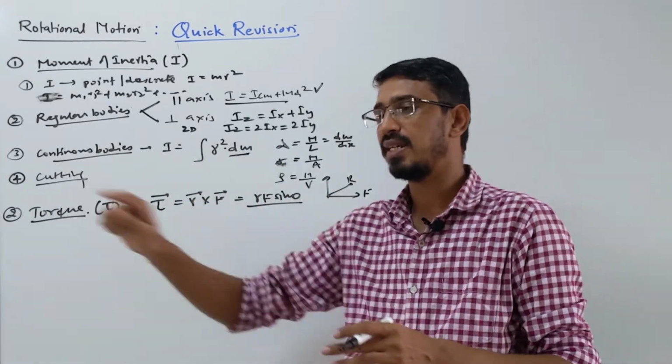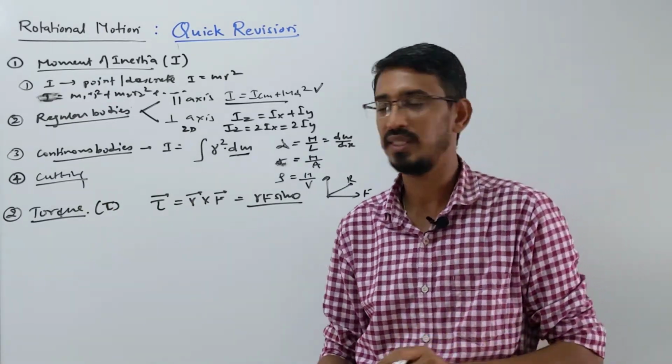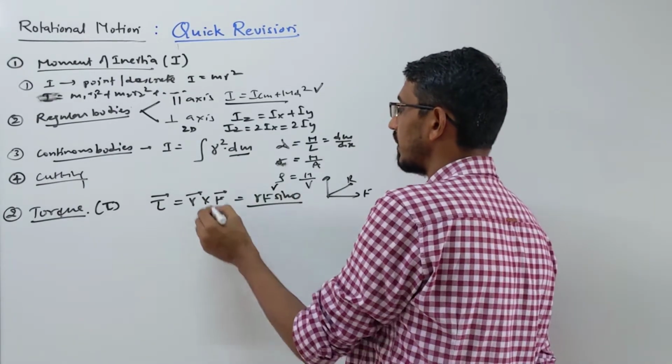Suppose R is along the X direction, force is along the Y direction. Then torque will be along the Z direction. These three things are always perpendicular to each other, right? Torque. This is the scalar form. This is the vector form.